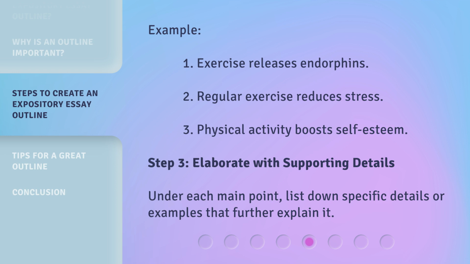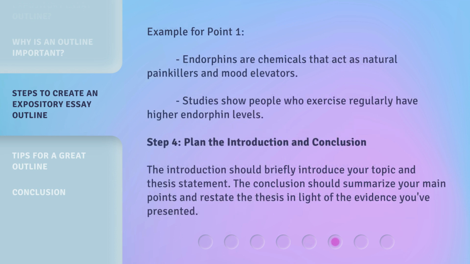Step 3. Elaborate with supporting details. Under each main point, list down specific details or examples that further explain it. Example for point 1. Endorphins are chemicals that act as natural painkillers and mood elevators. Studies show people who exercise regularly have higher endorphin levels.